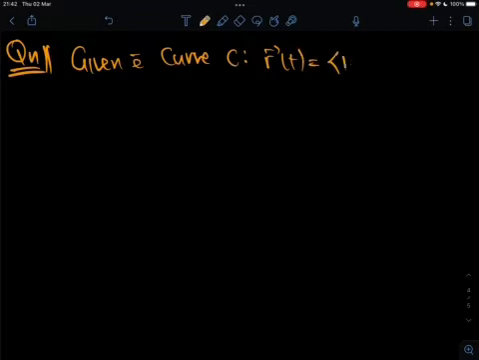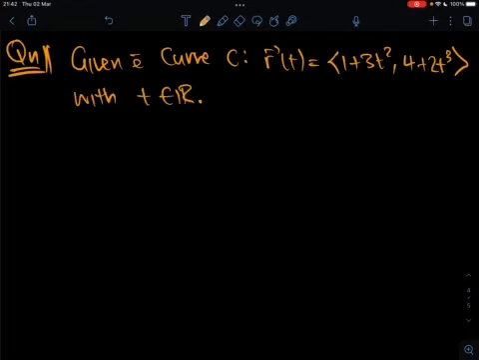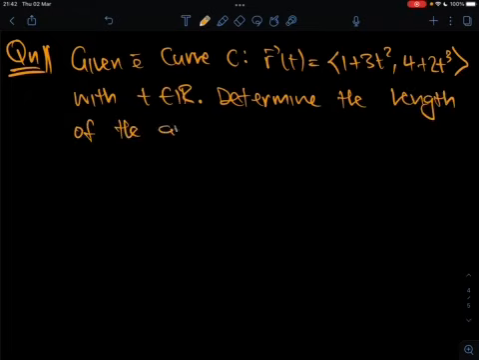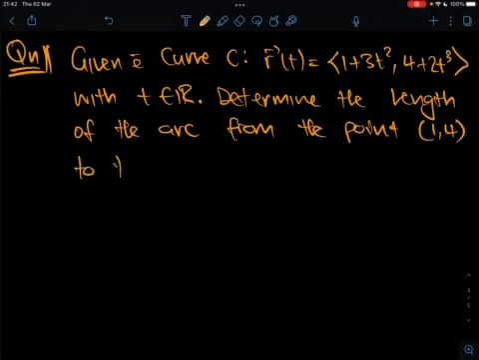So given the curve C such that r of t is equal to 1 plus 3t squared and 4 plus 2t cubed, with t an element of real numbers, determine the length of the arc from the point 1, 4 to the point 4, 6.